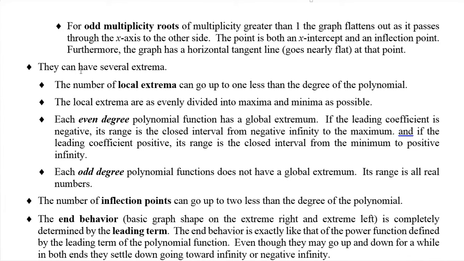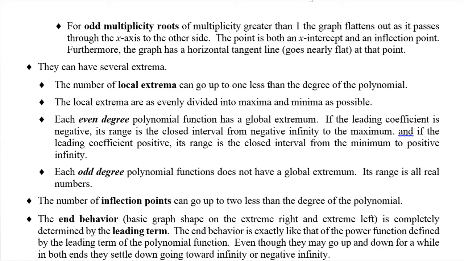They can have several extrema. The local extrema, maximum and minimum, those are singular. Maxima and minima is plural. We don't care whether it's a maximum or minimum, we call it an extremum. So they can have local extrema, and they could have several, up to one less than the degree of the polynomial. So if it's a degree 5 polynomial, they could have up to 4 extrema.